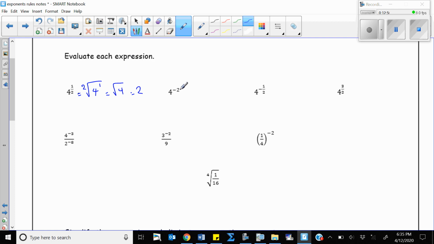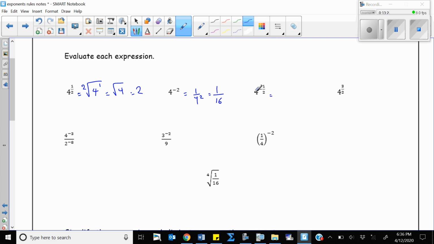4 to the power of negative 2. We learned that we don't like negative powers, so we want to change this to positive. So what I'm going to do here is flip the base. 4 will be 1 over 4, and the power will be positive. So 1 over 4 to the 2. 4 to the 2 is 16. It's just 1 over 16.